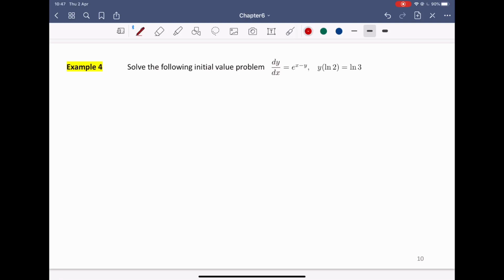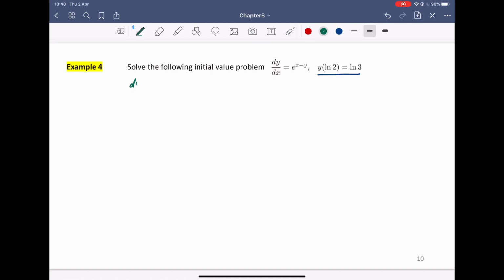Alright, let's move to example 4. Solve the following initial value problem: dy/dx equal to e to the x minus y, where y of log 2 equals log 3. This is an initial value problem because we have the initial condition here. So let's start by solving for a general solution first.